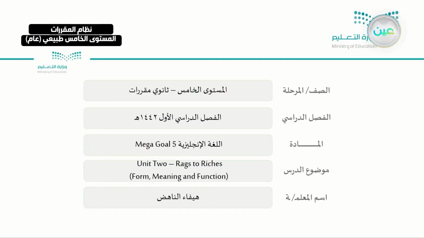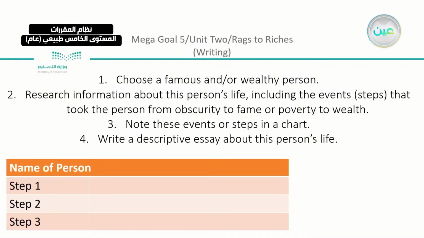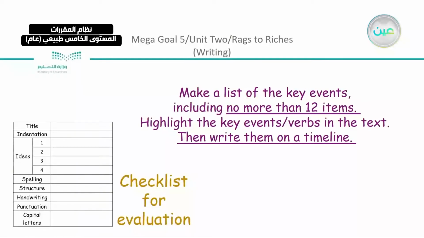Now in the last lesson we had the writing, which was about writing about a famous figure. You had to choose a famous or wealthy person, or both, to research, and then put notes or events about him, and then write a descriptive essay about this person's life, and then you can exchange together what you have written or who you have written about.